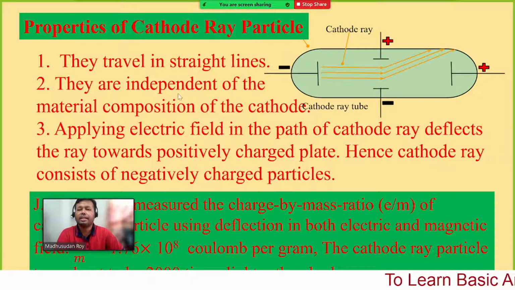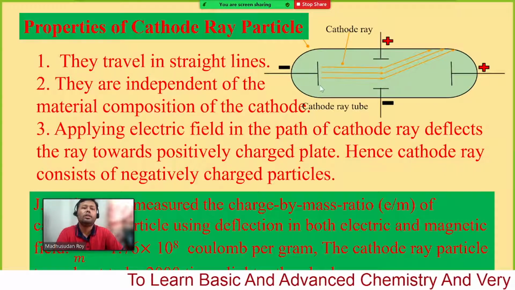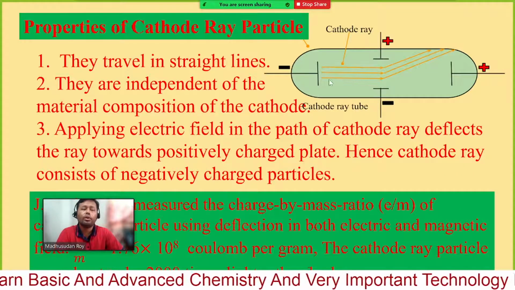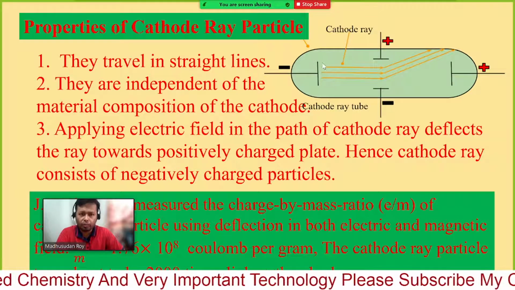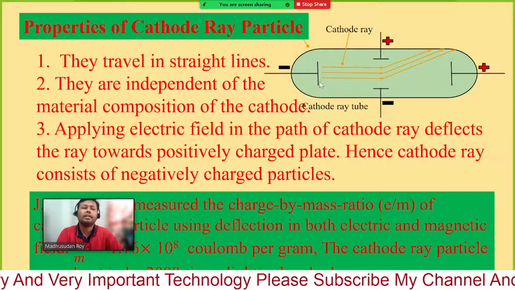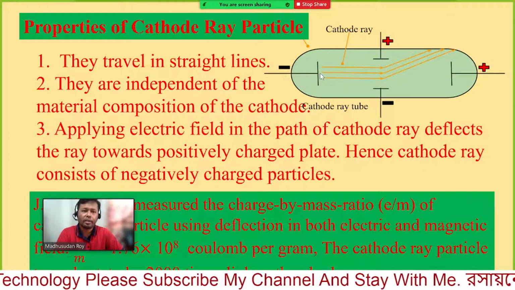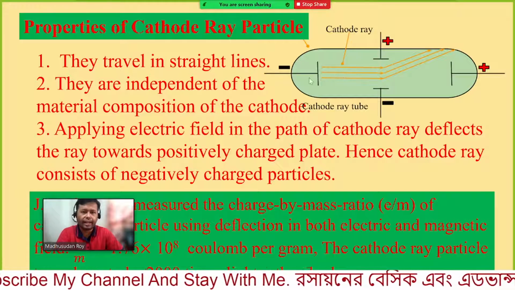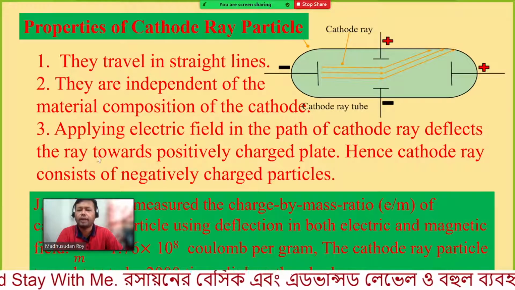However, they are independent of the material composition of the cathode. So you can use any type of cathode and all of them will generate the ray, which means that every particle or every molecule or atom has an identical property and can give the electron, or this negative ray. Applying an electric field in the path of the cathode ray deflects the ray.